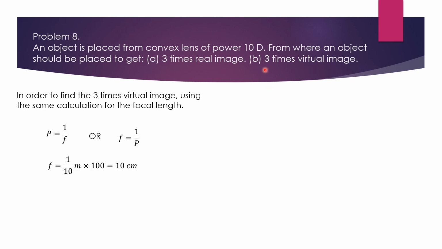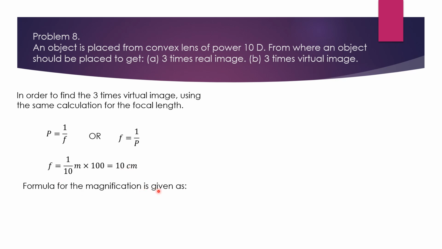Now this time we have to find the 3 times virtual image. Remember, for a virtual image from a convex lens, the object has to be placed between the focal point and the lens itself. That means the distance of the object has to be less than the focal length. 10 centimeters is the focal length, so the distance has to be less than 10 centimeters. So let us see how it goes.